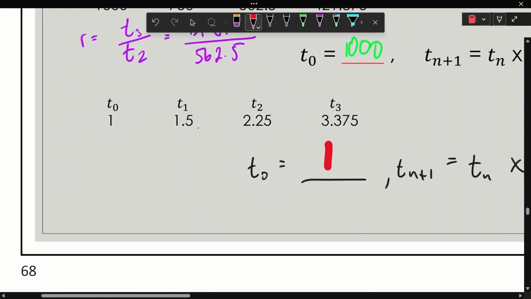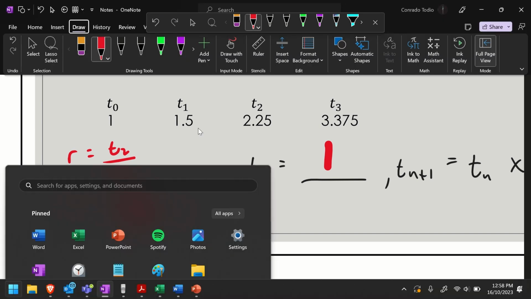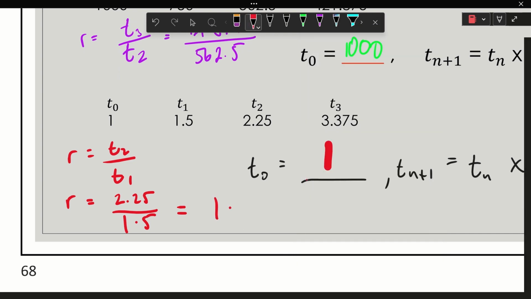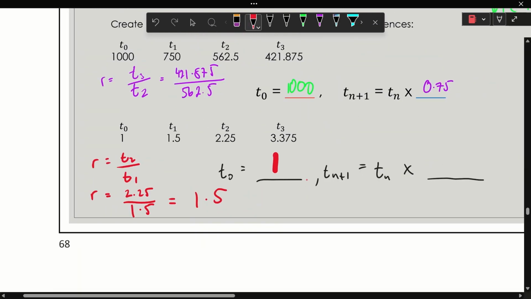So, Kane, can you pick a number from this sequence that we can use? Any number. Which one? T2? Alright, cool. So we're going to go T2 divided by T1 because it's always the one before it. So 2.25 divided by 1.5. So the ratio should be 2.25 divided by 1.5. 3/2, which should be 1.5. Yep, cool. So my common ratio is 1.5. Okay, that's what your recurrence relation must look like.